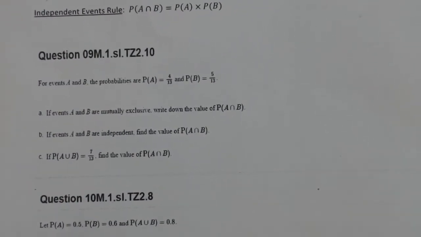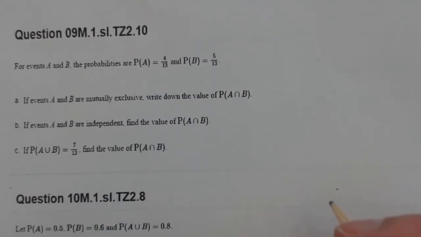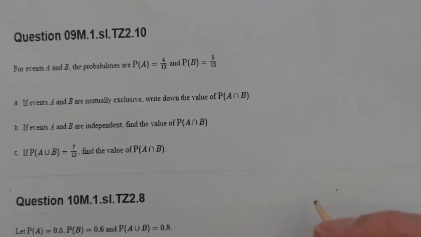You also should have this sheet, so I can try to zoom in a little bit more so we can read them. That's a little bit better. I'm just going to read them to you. For events A and B, the probabilities are probability of A, 4 out of 13, and probability of B, 5 out of 13, or 5 over 13.